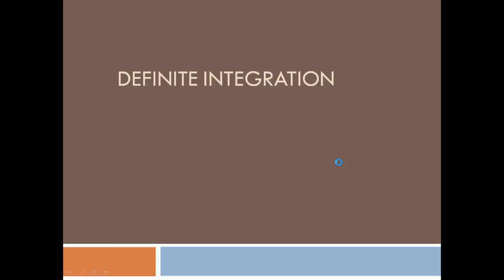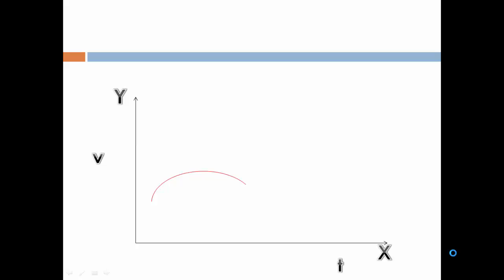Definite integration. It is used in physics when a given function varies over certain fixed limits of the variable. Consider this graph. Along the y-axis and x-axis we have the plot of velocity versus time, and this plot is over a to b of the given time period. So we have the limits, we have the velocity variation from a to b.